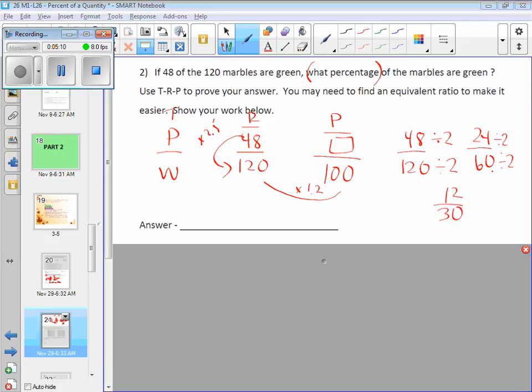But 30 still can't go into 100. 12 can't go into 30. So now, let's divide by 2 again. Why not?